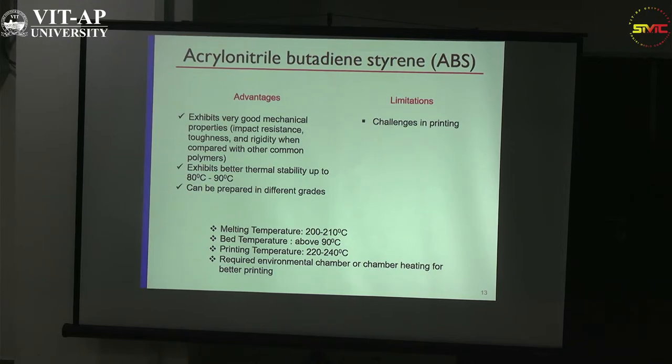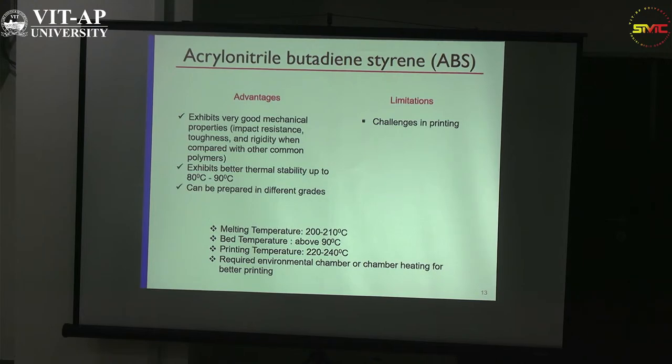It can be prepared in different grades. There are multiple grades available for ABS. But what is the limitation for ABS? It's really a challenging task for printing ABS. The reason is an environmental chamber is required to print ABS. Here the melting temperature of ABS is around 200 to 210. The bed temperature is around 90 degrees. So printing temperature is suggested around 220 to 240. And ABS requires a higher temperature ambience. You can't print at room temperature.